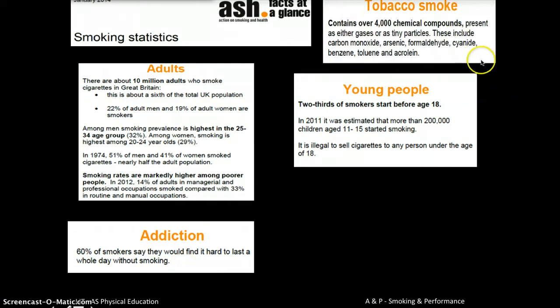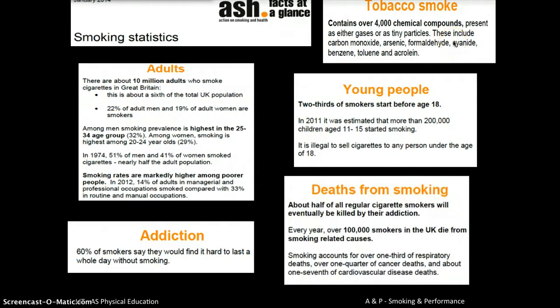Tobacco smoke contains over 4,000 chemical compounds present, either gases or tiny particles. These include carbon monoxide. Well, we already know that's rubbish for us, even if we're looking in terms of health, let alone in terms of aerobic performance in sport. Arsenic, these are poisons: arsenic, formaldehyde, cyanide, horrendous stuff. And deaths. About half of all regular cigarette smokers will eventually be killed by their addiction. Again, incredibly frightening figures, but have a little closer look at those.